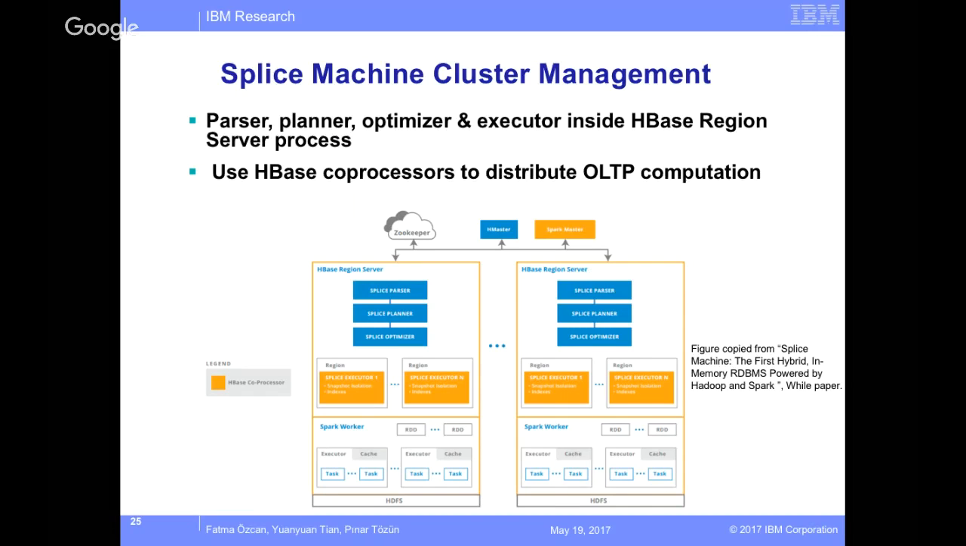And this is Splice Machine's cluster management. These are HBase region servers. It puts the Derby parser, planner, and optimizer inside the HBase region server, and uses HBase coprocessors to distribute OLTP computation. And independently, you also have a Spark cluster, and these are the Spark workers in the same cluster.